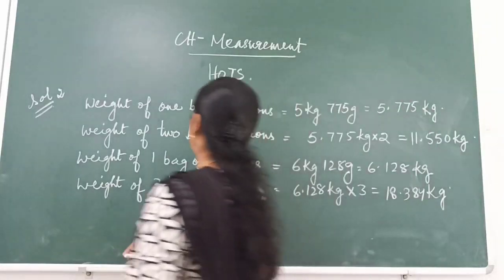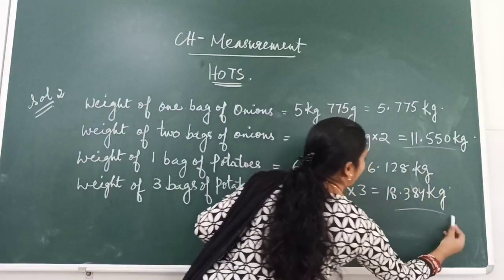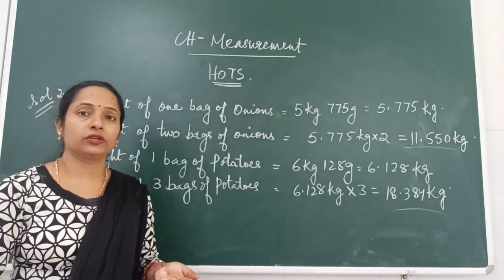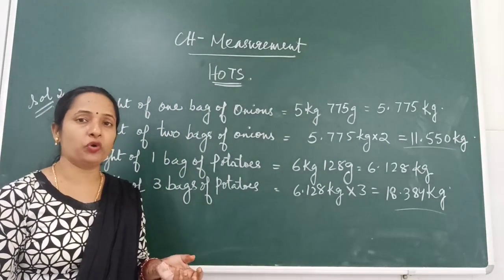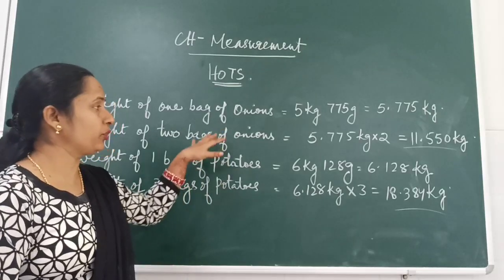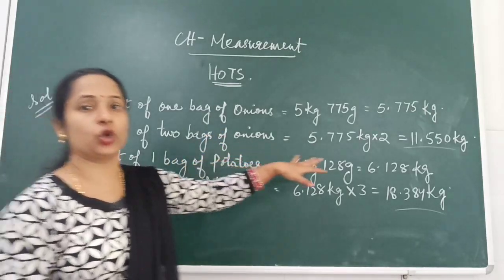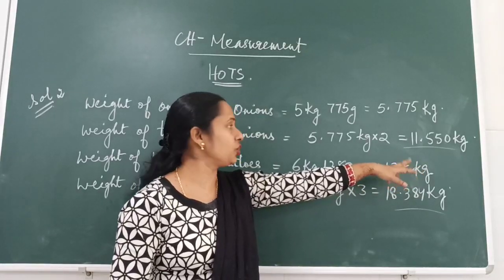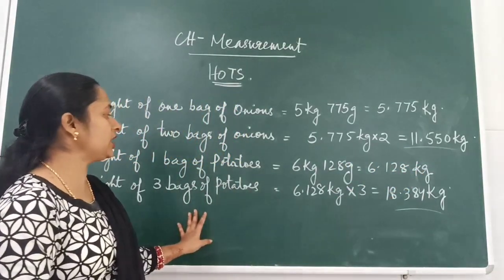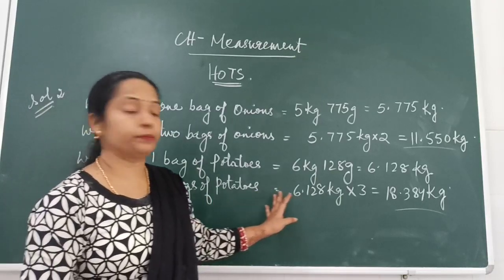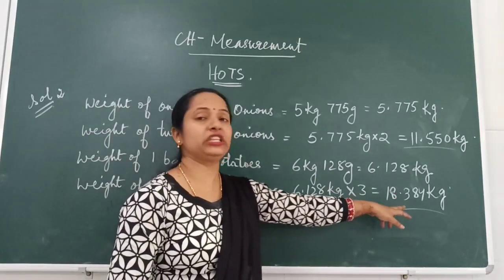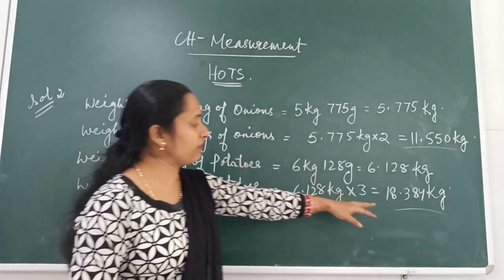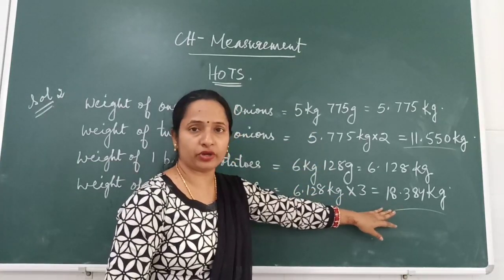Now you need to compare these two. Why? Because he has asked which one is purchased more, either potatoes or onions. So the total weight of onions he purchased is 11.550 kilograms, whereas the total weight of potatoes purchased is 18.384 kilograms. Now by comparing these two, we find the weight of potatoes is more.